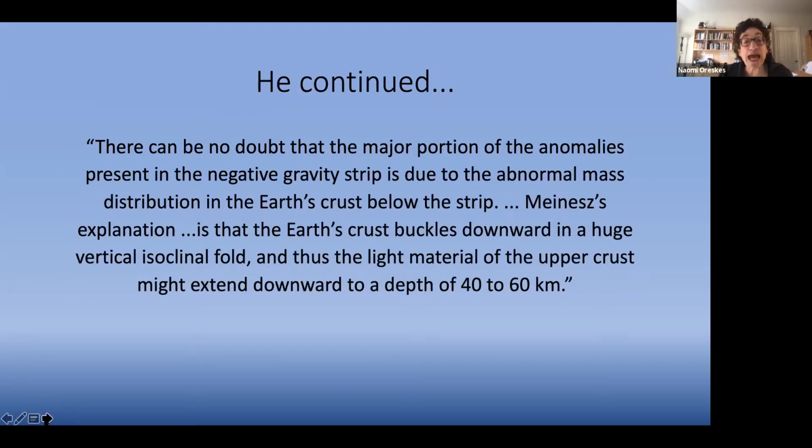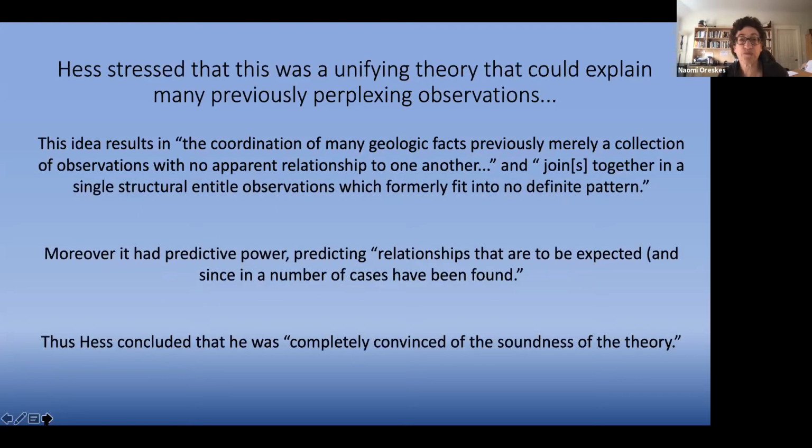"There can be no doubt that the major portion of the anomalies present in the negative gravity strip is due to the abnormal mass distribution in the Earth's crust below the strip. Meinesz's explanation is that the Earth's crust buckles downward in a huge vertical isoclinal fold, and thus the light material of the upper crust might extend downward to a depth of 40 to 60 kilometers." And he stressed that this was a unifying theory that could explain many previously perplexing observations.